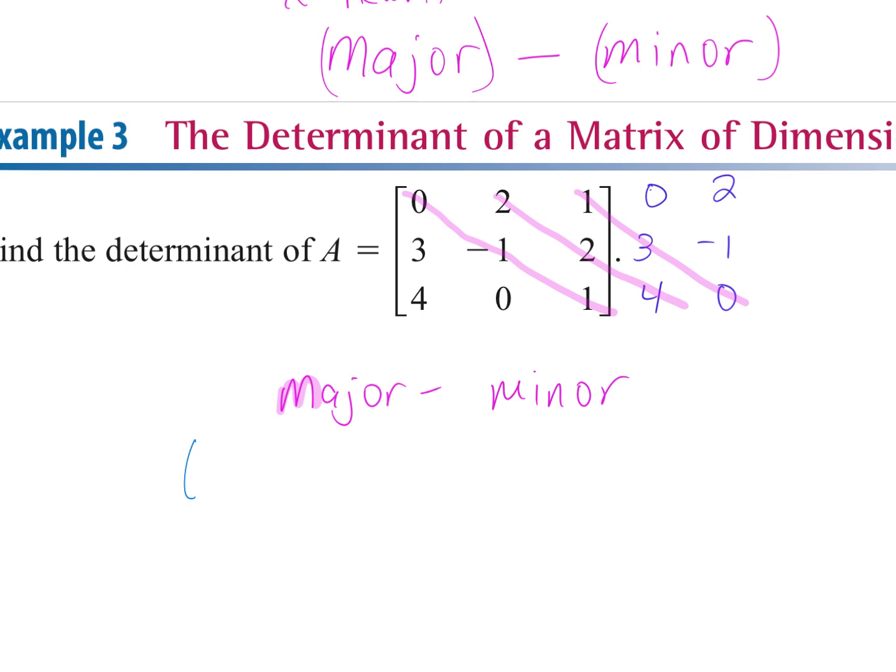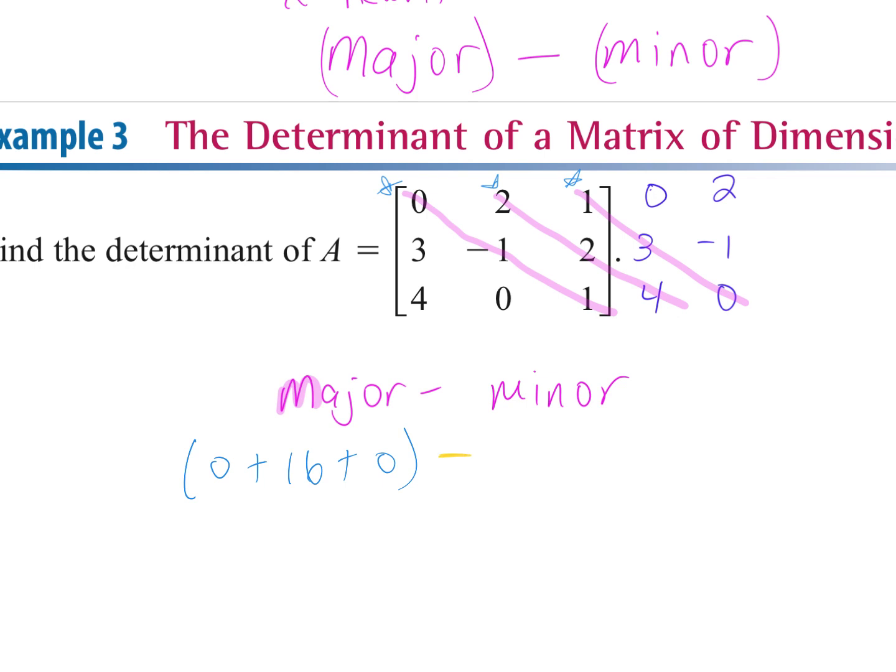So what I mean by that, we're going to start right here. What's 0 times -1 times 1? 0. Okay, that's not a trick question. Plus, what's 2 times 2? 4 times 4 is 16. Okay, good. Plus, what's the last one? 1 times 3 times 0. 0. All right, everybody okay?